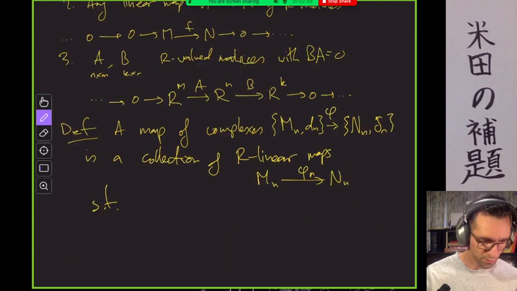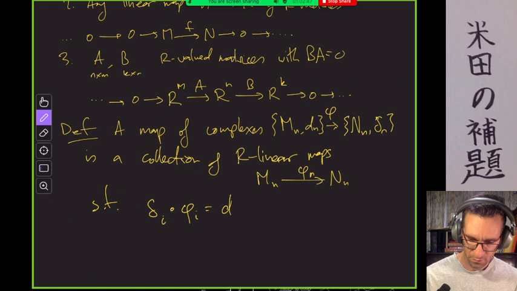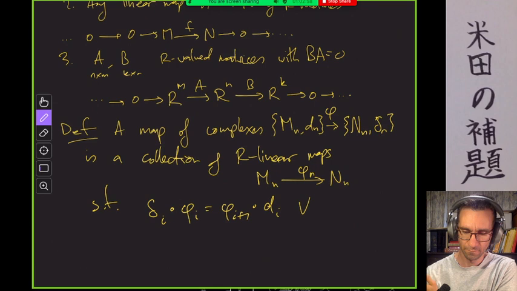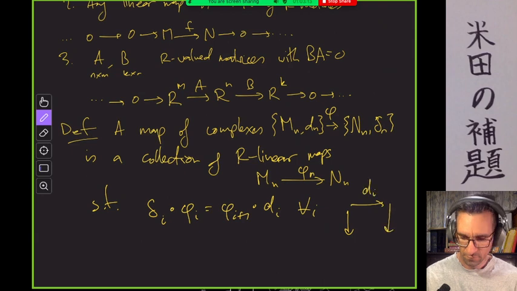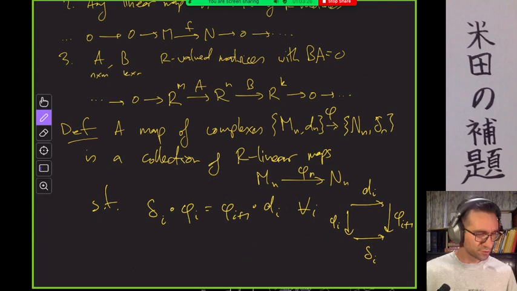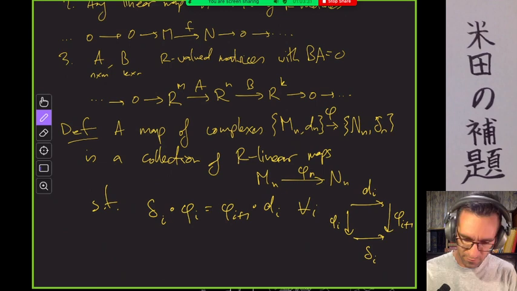So delta i composed with phi i is phi i+1 composed with d i. Okay, so we get a commutative square, and the square commutes. I realize we're coming up to the next lecture, so just some very quick comments. I'll get some examples of these at the start of the next lecture.